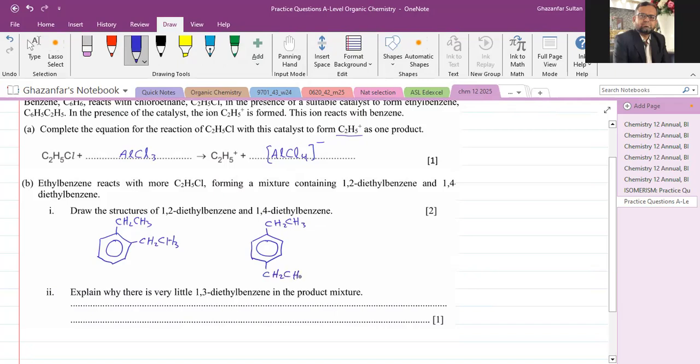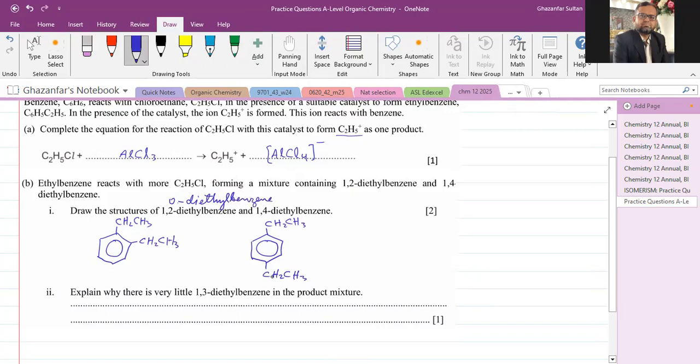So in A level, we just write one type of nomenclature: this is 1,2-diethylbenzene and this is 1,4-diethylbenzene. But in intermediate and in general organic chemistry, this 1,2-diethylbenzene is commonly known as ortho-diethylbenzene. So you can write, instead of the whole word ortho, o-diethylbenzene.